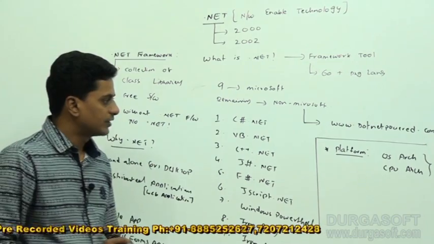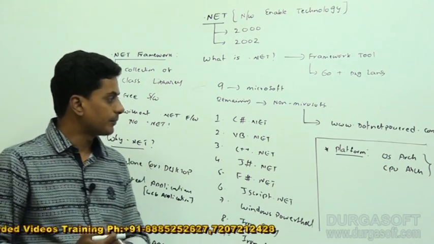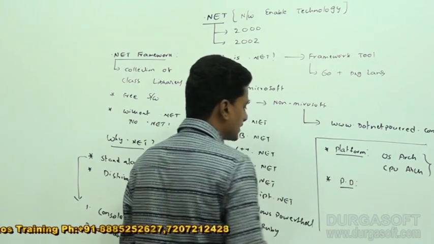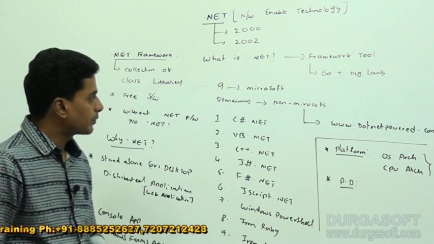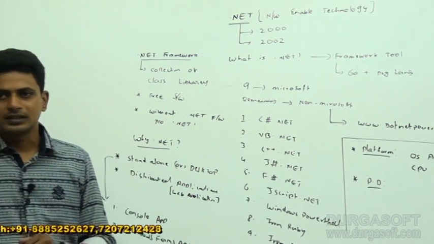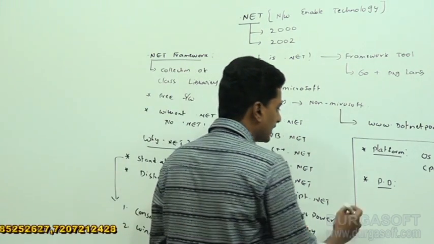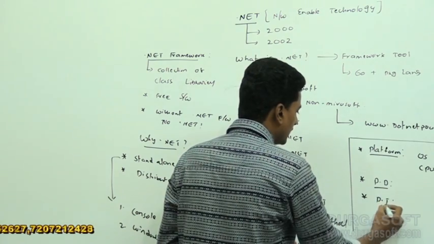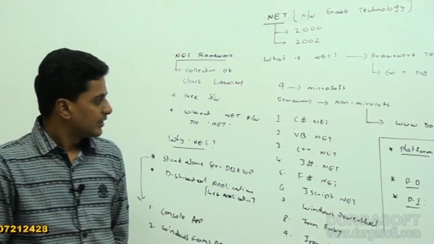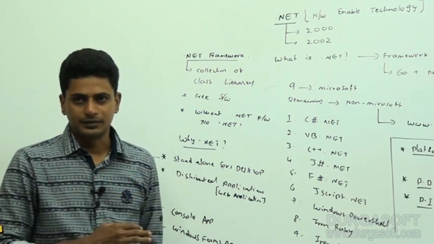Platform is a combination of OS architecture and processor architecture. These two combination is called platform. And platform dependent means the programming language code can be able to run only on a particular operating system, is known as platform dependent. And platform independent means a programming language code is able to run in any operating system, is known as platform independent, we can say. So here the thing is, .NET is platform dependent or independent?